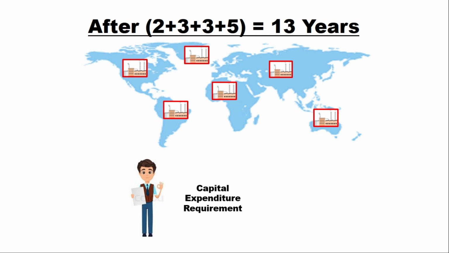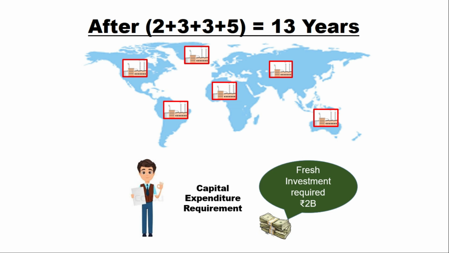This means the company needs to invest in market research to understand what people like in other countries. They need to invest in people and also work towards increasing the manufacturing capacities. Besides, they also need to invest in real estate across the world. This time around the capital expenditure requirement is huge, and the management estimates this at 2 billion.